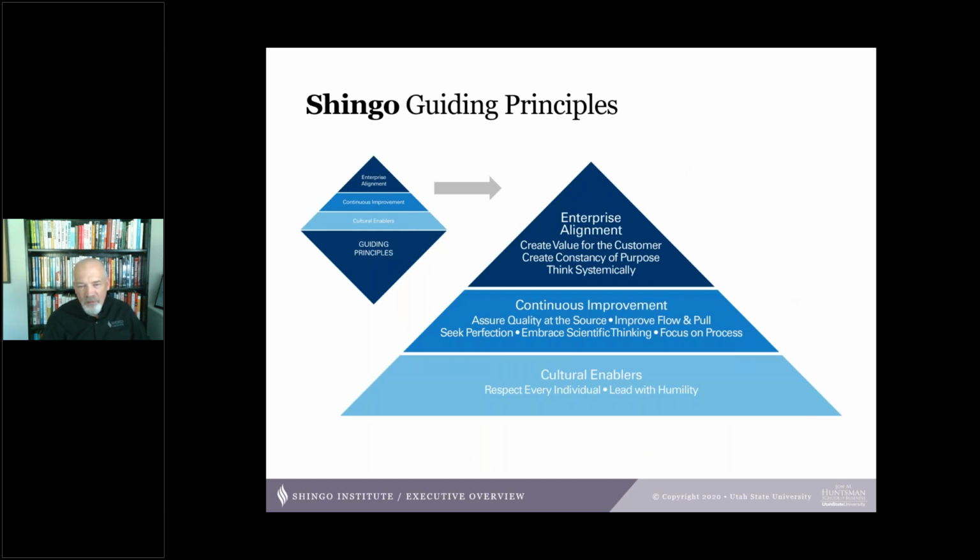We created 10 different principles, 2 of them in the cultural enablers, 5 in continuous improvement, and 3 in enterprise alignment. And they're up there on the screen. I'm not going to repeat them, but I'd like to talk about each of the dimensions and mention some of the things that are important in each dimension.